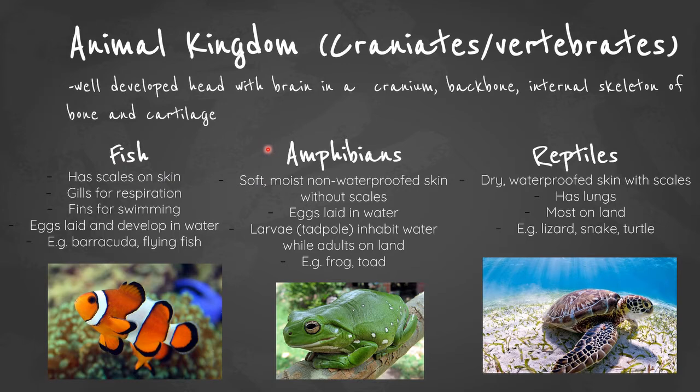Amphibians. Amphibians have soft, moist, non-waterproof skin without scales, meaning that the water is able to pass through their skin. They also lay eggs in water. When they're at the youngest stage, they're called larvae or tadpoles, and they tend to inhabit water, while the adults live on land. An example of an amphibian is a frog or a toad.